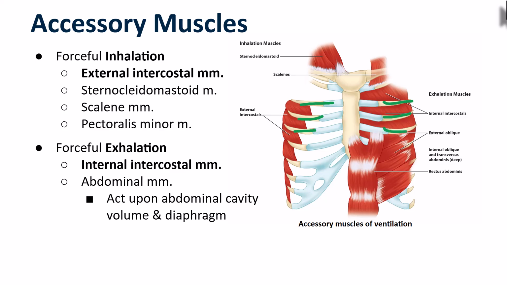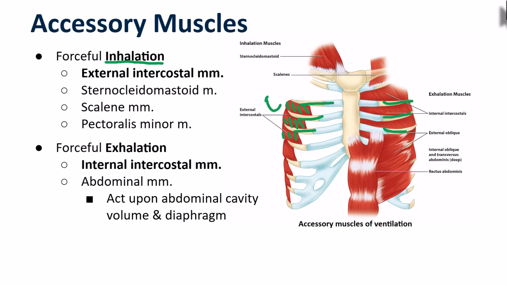So let's think about forceful inhalation. So there are external intercostal muscles. This is the outermost layer of muscles between the ribs. And when external intercostal muscles contract, what they do is they lift the ribs outward and upward.